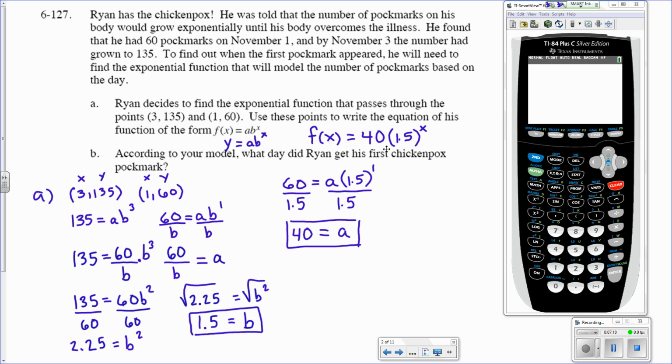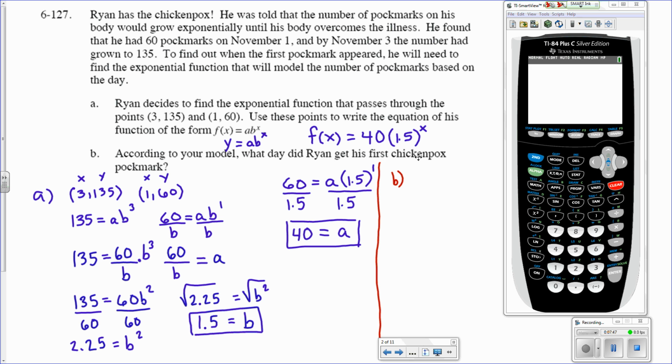Now we're going to jump into part B here, which says, according to your model, what day did Ryan get his first chickenpox pockmark? So as we think about this, I'll change to red so you can see the difference here. I might be able to squeeze it all in here on the right. So for letter B, we want to know, when did he get his first chickenpox pockmark?